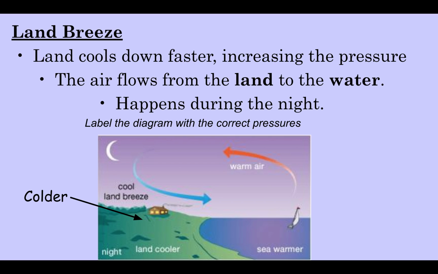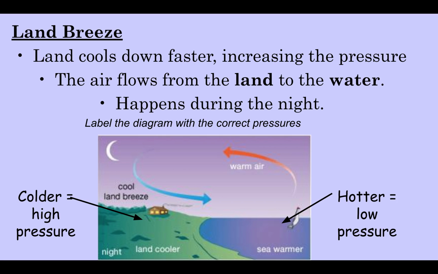So again, if we look at our diagram, at nighttime, the land is going to cool down faster than the water. Again, this is because the land has a lower specific heat. So land can cool down faster, and this is going to leave the water hotter. It takes much longer for the water to change its temperature because it has a higher specific heat.